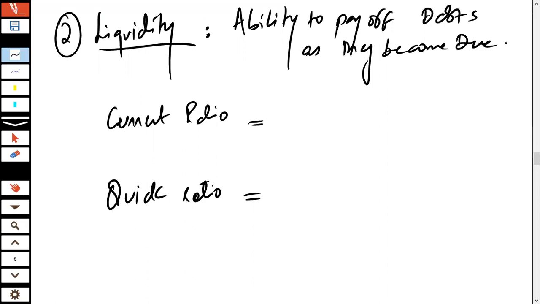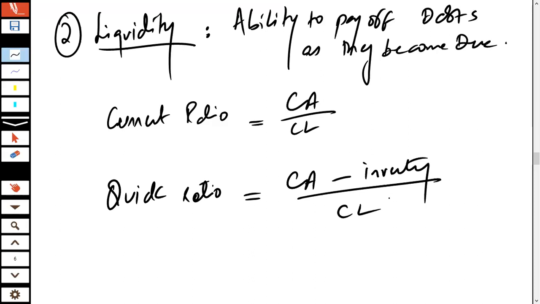Okay, so we have got the answers to it. And what have we got? We know that the current ratio is your current assets upon the current liabilities. And the quick ratio is your current assets less the inventory divided by the current liabilities. The current assets less the inventory is also termed as quick assets. I repeat, the current assets less the inventory is also termed as the quick assets.